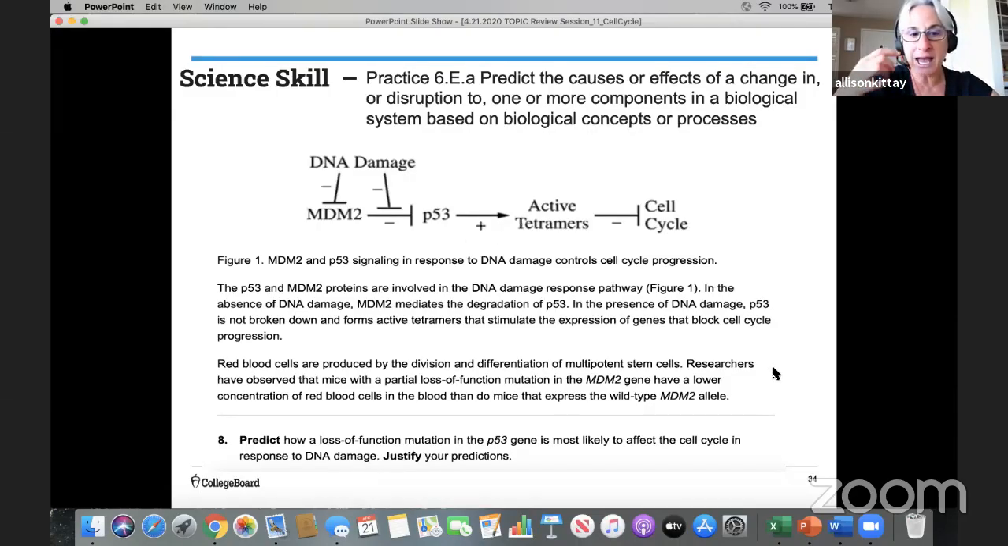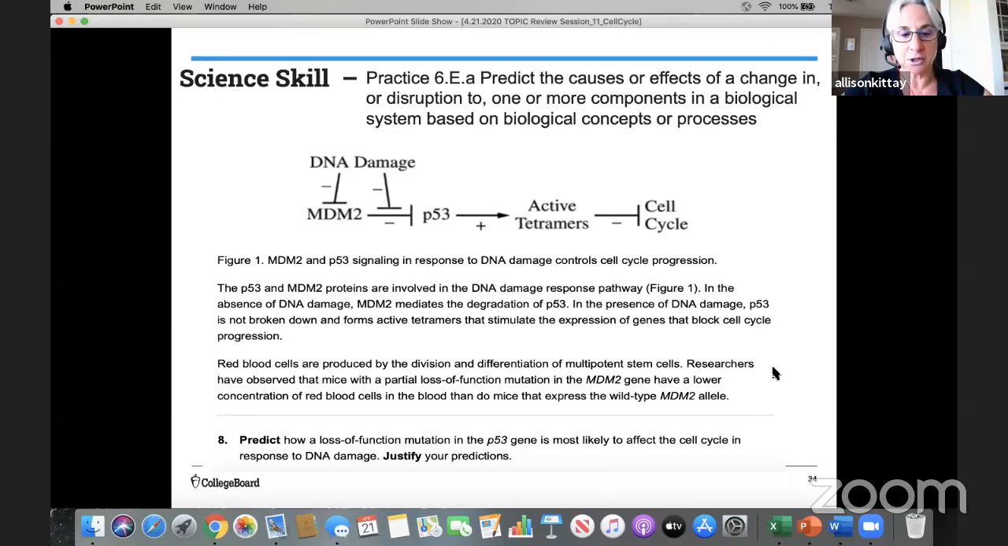Okay? So in the absence of DNA damage, the MDM2 mediates the degradation of P53. In the presence of DNA damage, P53 is not broken down and forms active tetramers that stimulate the expression of genes that block cell cycle progression. Red blood cells are produced by the division and differentiation of multipotent stem cells. Researchers have observed that mice with a partial loss of function mutation in the MDM2 gene have a lower concentration of red blood cells in the blood than do mice that express the wild-type MDM2 allele.